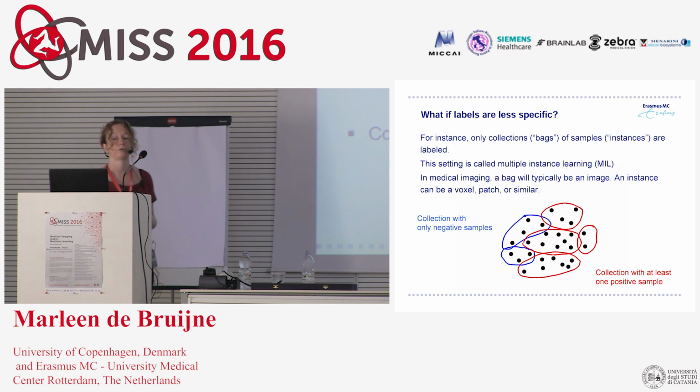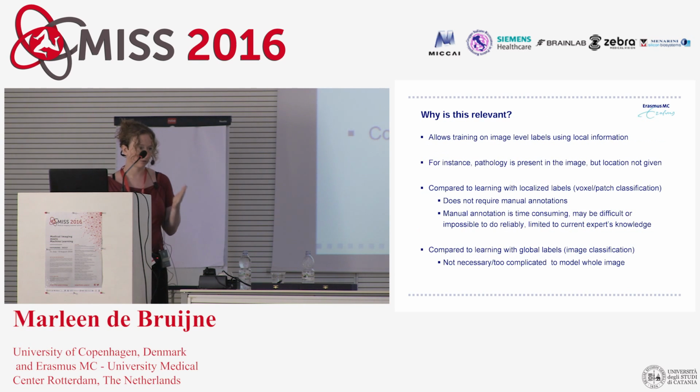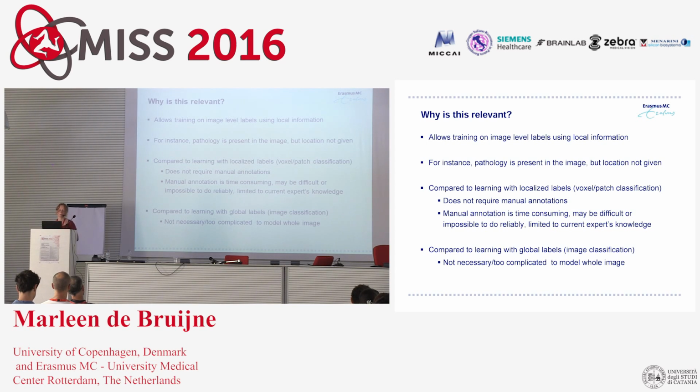So why is this useful? Well, it allows us to train on images for which we don't have local decisions, we don't have local labels, we don't have manual annotations. We only have image information, but we can still make some local decisions. For instance, we know that there's pathology present in the image, but we don't know where it is. Compared to learning with localized labels, as you would do in voxel classification or ROI classification, of course the great advantage is that you don't need manual annotations.